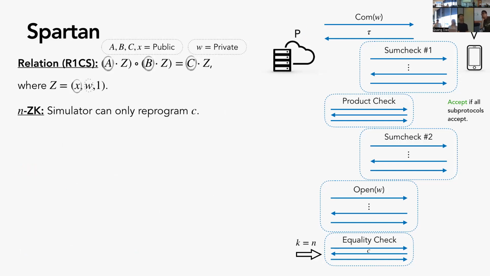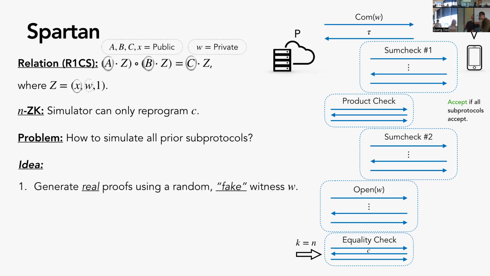KZK, on the other hand, is a bit more challenging. And the main problem is: how do we simulate all the prior subprotocols if all we can do is reprogram one challenge in the last equality check? Now here the idea is somewhat similar to Bulletproofs, which means that we try to honestly generate real proofs with witnesses for all of the prior subprotocols. So at first, we commit to some fake witness W, which is not going to be satisfiable, but we try to keep it going with this W.